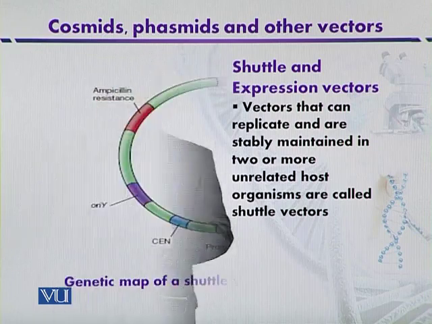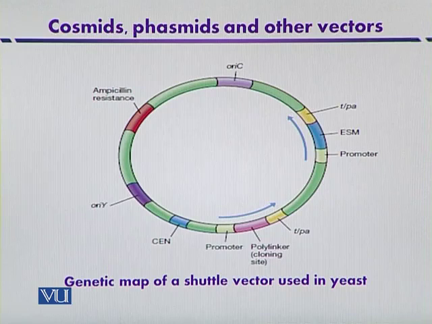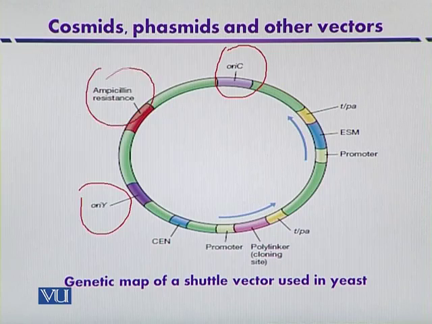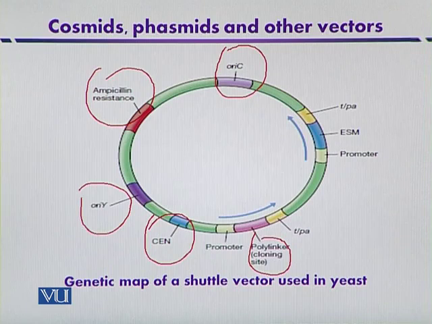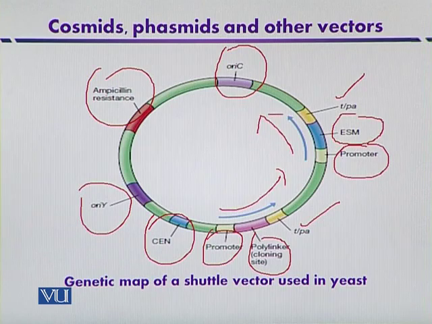This diagram indicates the genetic map of a shuttle vector that is used for yeast. As I told you, it contains two origins of replication, one for the bacteria and the other from the yeast. Then there is an ampicillin resistance gene, and also a centromere that plays a role in the replication of the DNA, and a polylinker cloning site where foreign DNA can be inserted. Some selectable markers for the yeast can also be there, and some termination points for the transcription have also been incorporated, and of course promoters for the transcription of different genes, and this arrow indicates the direction of transcription.